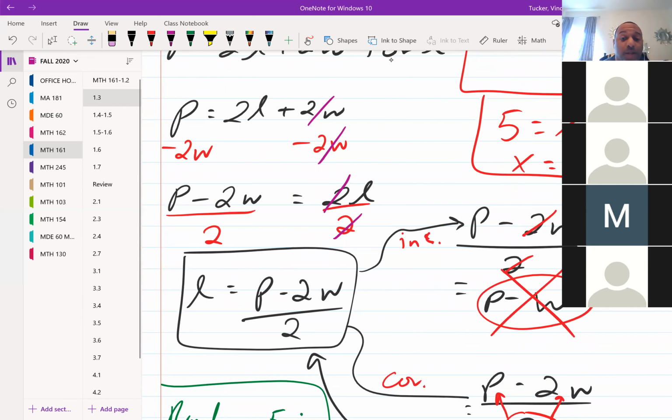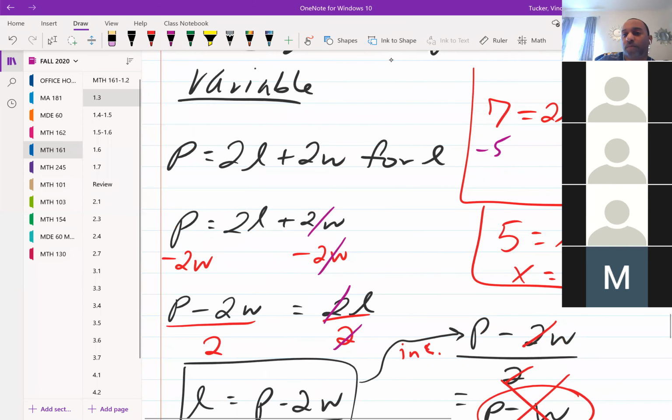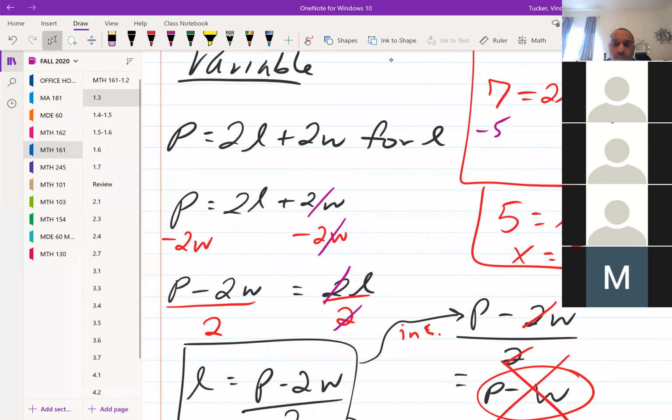So, questions up to that point? Can you scroll up to the first red box before 5 equals X? Yeah. Okay.